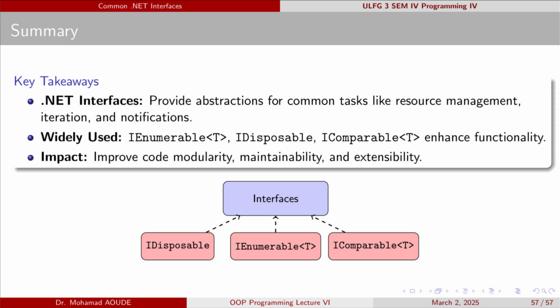Let's conclude with the key takeaways. .NET interfaces provide standardized abstractions for common patterns like iteration, comparison, formatting, and event notification. Interfaces like IDisposable, IEnumerable<T>, and IComparable<T> are everywhere in real-world projects. These interfaces boost modularity, maintainability, and extensibility of your code. They are the silent enablers behind robust .NET applications.